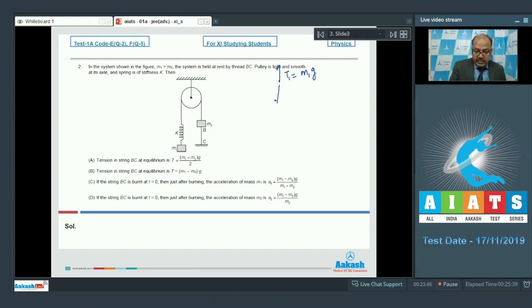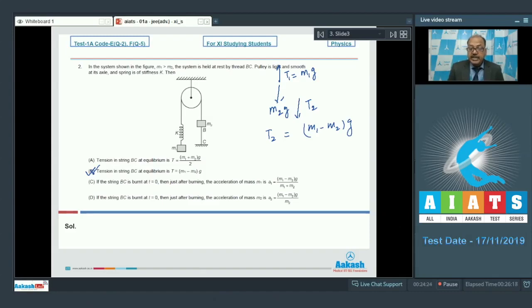Its own weight is M2G, and let's say there is some tension T2 in string BC. So it's very clear that T2 is equal to (M1 minus M2)G for equilibrium, which means option A is incorrect and option B is correct. Now let's look at option C and D.